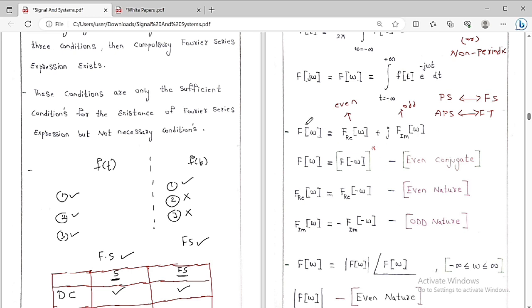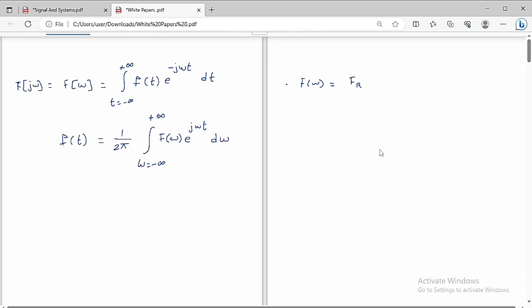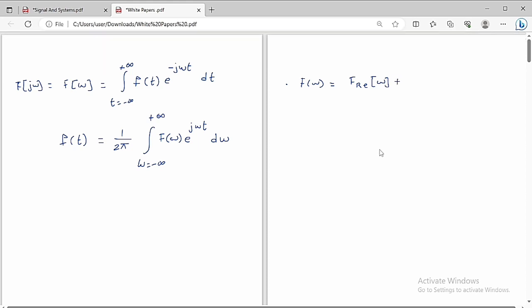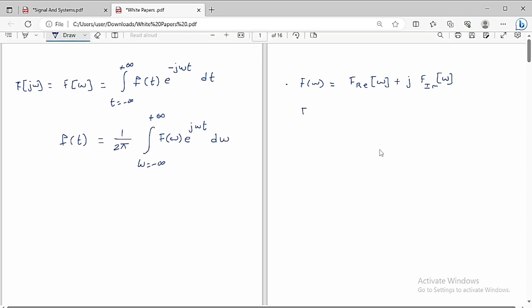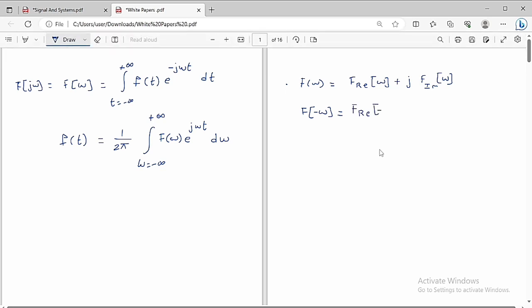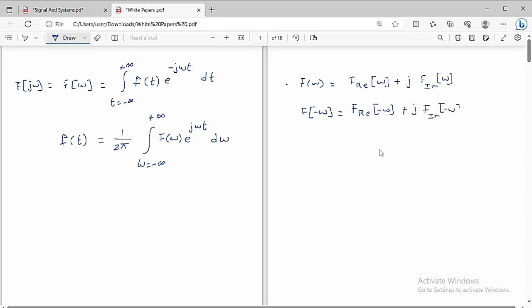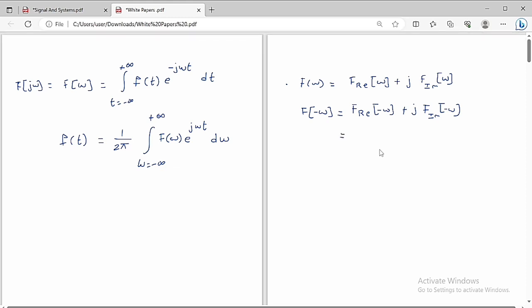Then what is going to happen for this one? Let's simplify here. As I already told you, F of omega is equal to F real of omega plus j times F imaginary part of omega. Replace omega by minus omega. Then see what is going to happen. If I replace omega by minus omega, I get F real of minus omega plus j times F imaginary of minus omega. So you know, as F real is of real nature.